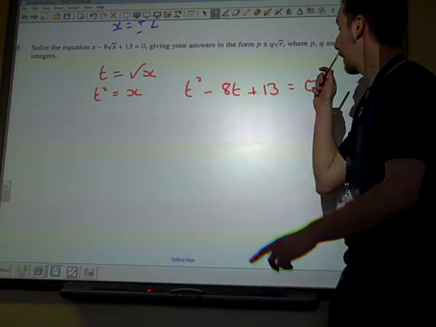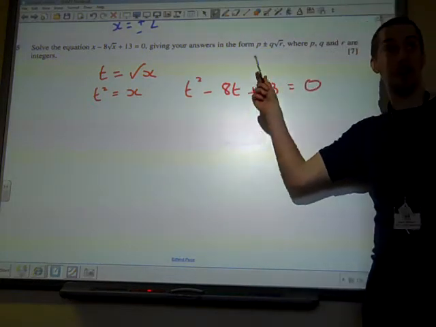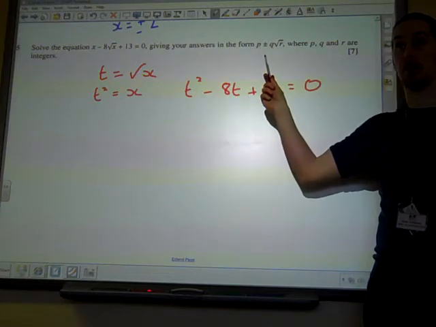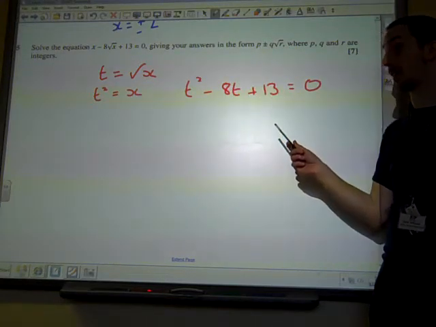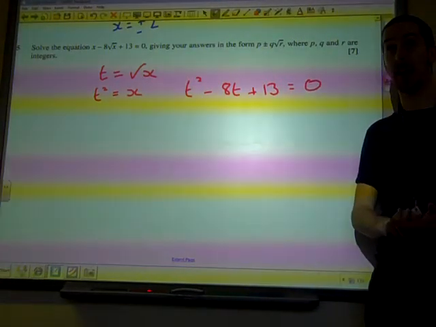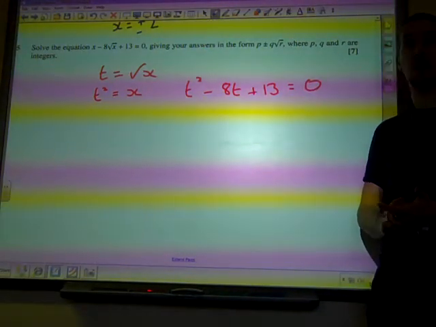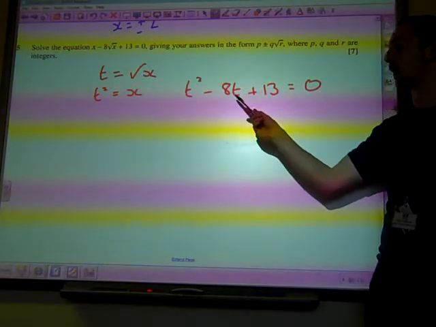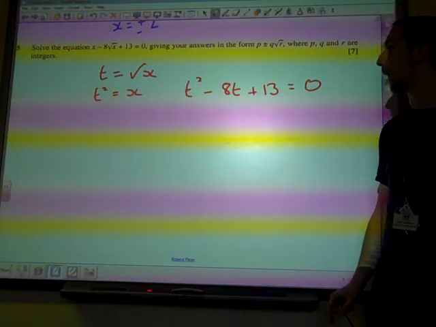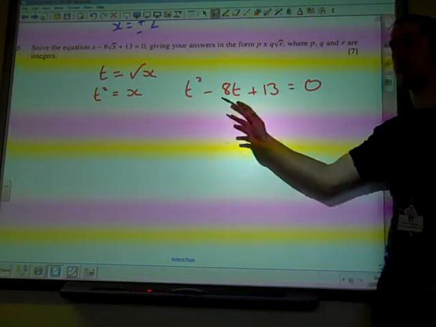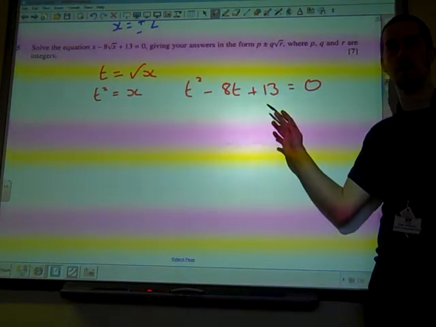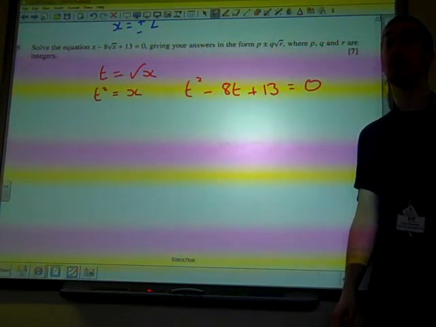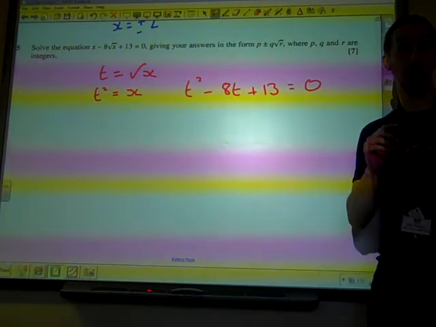Now, I think there's a clue in the question here. We're told that we're going to end up with surds as our answers. Now, it could be that we could factorise this, and it's worth just checking to see if it makes sense. But we can't. 13, the only factors of 13 are 1 and 13, and they can't combine to give minus 8. So we're a little bit stuck. If we can't factorise a quadratic, what do we do? What? Formula. The formula.